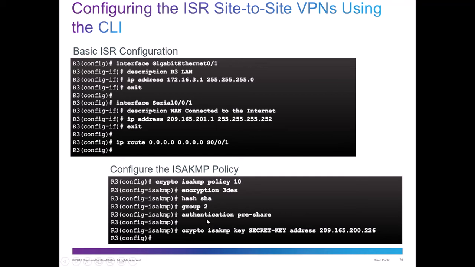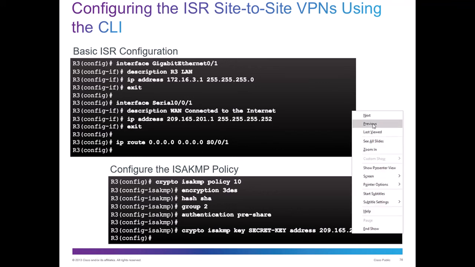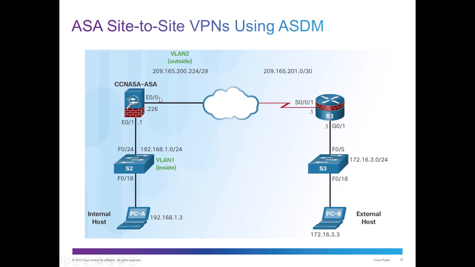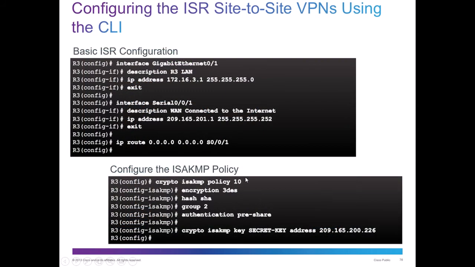All right, and then you configure the ISAKMP policy. We're creating policy 10. We're going to use the encryption triple DES, the hash SHA, group 2. Authentication is going to be pre-share, and the crypto ISAKMP key is going to be for the address 209.165.200.226. Remember, that's this address right here, 226, which is the next hop address. Okay, so please write these down. This is the initial configuration of the remote router.